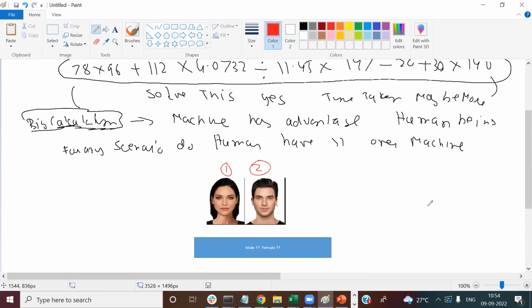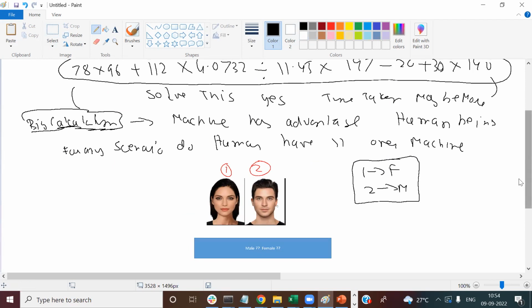So tell me, which one is male, which one is female? Very simple, obvious question, but still try answering it. Left one is female. Right one is male. So one is female and the second one is male, correct? Fair enough. Everyone gave the right answer.